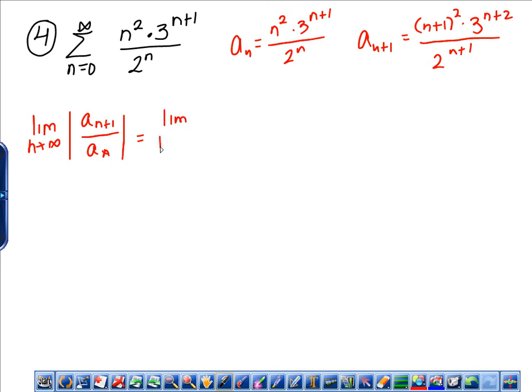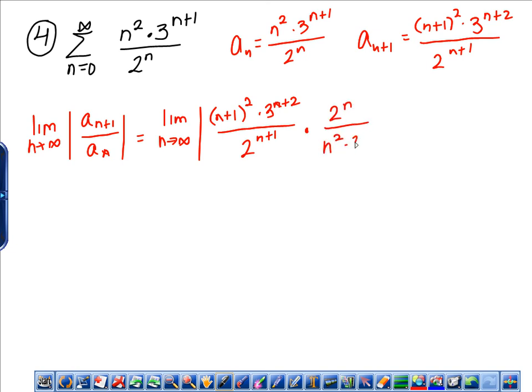So I'm going to go straight into the division by multiplying by the reciprocal, and I think this is fine for you to do. So we're going to write the n plus 1 term. That's going to be n plus 1 squared times 3 to the n plus 2 over 2 to the n plus 1 power. And I'm dividing by this one, so I'm going to multiply by the reciprocal. Now this is the setup.